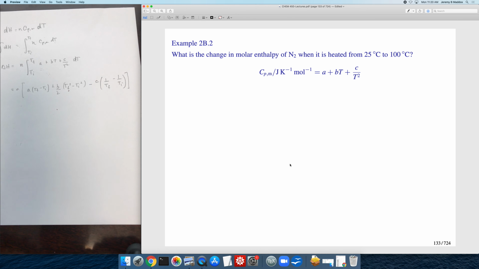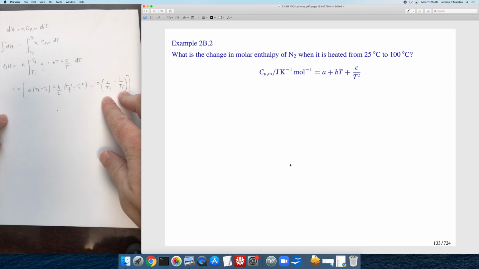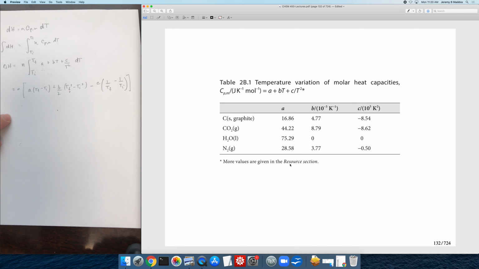And then in order to solve the problem explicitly, to get the digits, you would plug in, using units of Kelvin, Ti as the 25 degrees Celsius and Tf as the 100 degrees Celsius. And then you would need to substitute in the values of A, B, and C for nitrogen into that formula. So I'm going to leave those details for you to try out on your own, but that's how you would solve the problem the rest of the way.